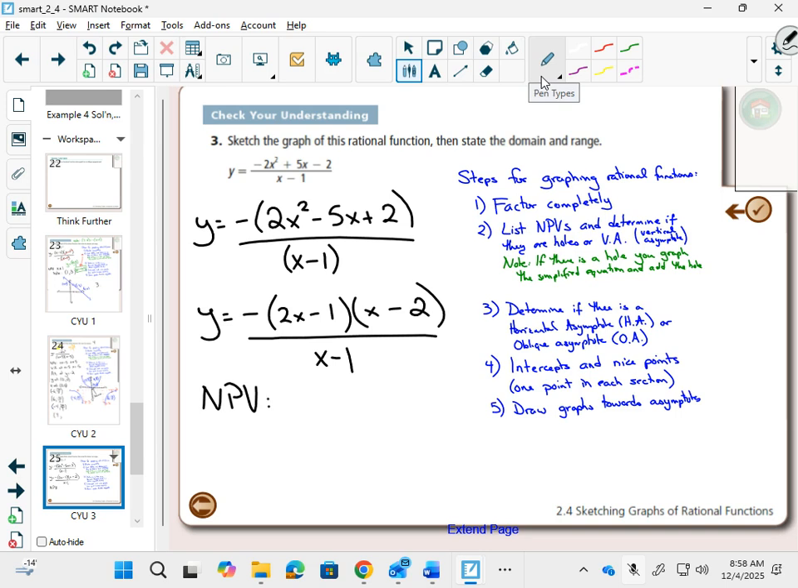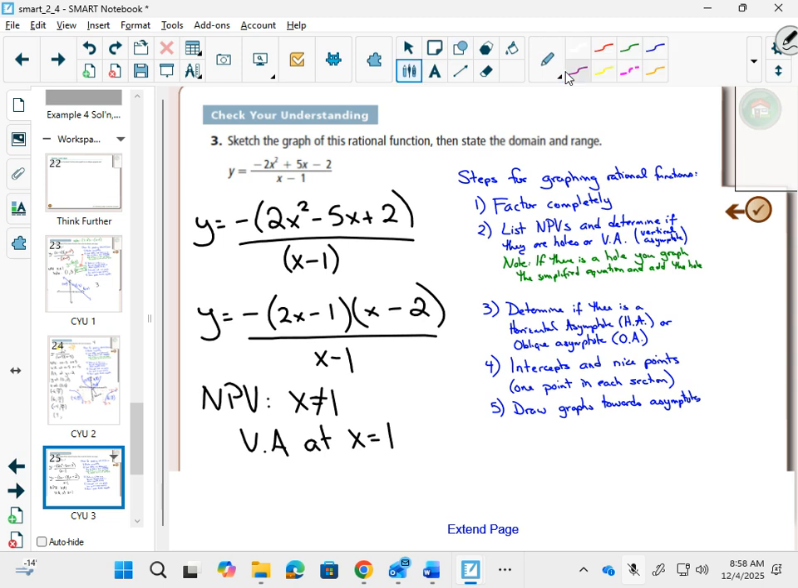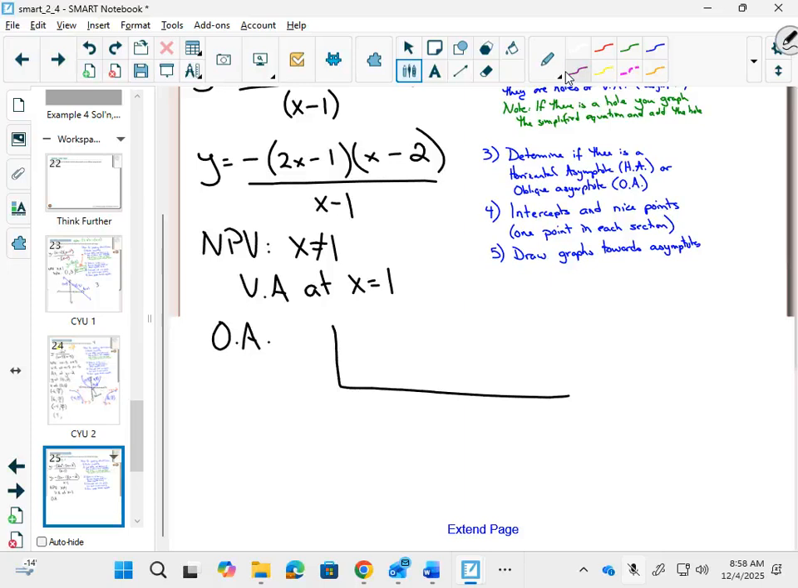So after factoring, my non-permissible value is that x can't equal 1, and it doesn't cancel out. So I know that I'm going to have a vertical asymptote at x equals 1. Nothing canceled out. This is one where the degree is bigger in your numerator. This is our example where we get an oblique asymptote. And we find our oblique asymptote by doing synthetic division.